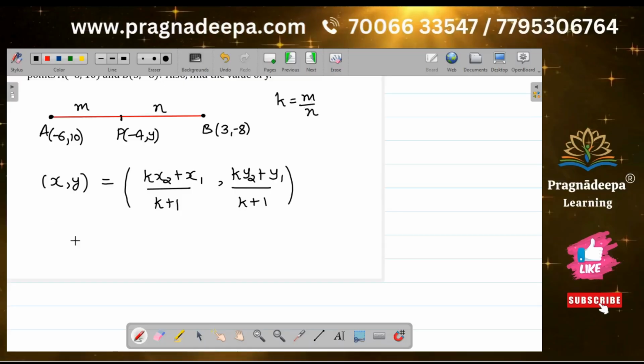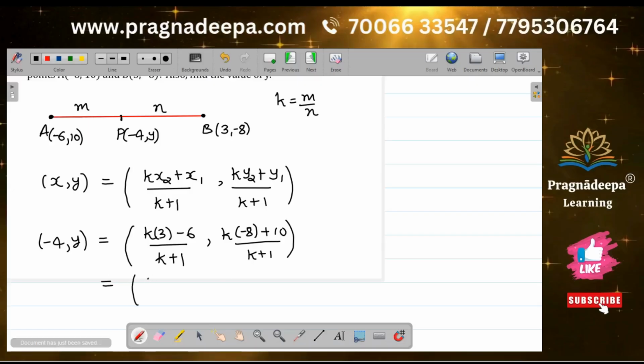Okay, so now the coordinates of x comma y are given. The coordinates of x comma y are minus 4 comma y, which will be equal to k into x2, which is 3, plus x1, which is minus 6, divided by k plus 1. The next, k into y2, which is minus 8, plus y1, which is 10, divided by k plus 1. Which reduces to 3k minus 6 divided by k plus 1, and minus 8k plus 10 divided by k plus 1. Right, so this is minus 4 comma y.